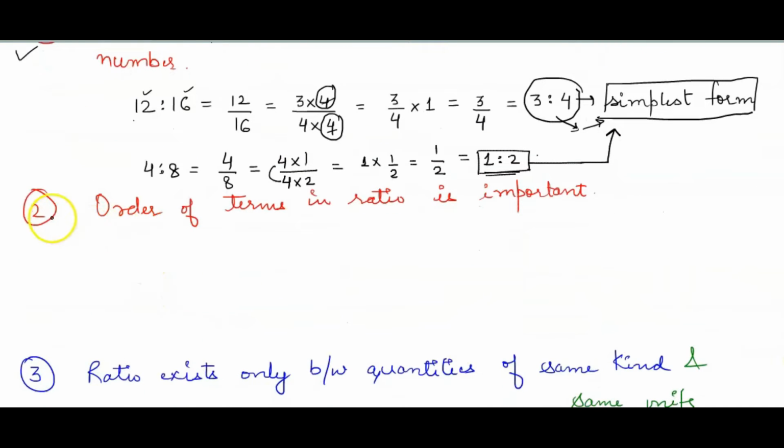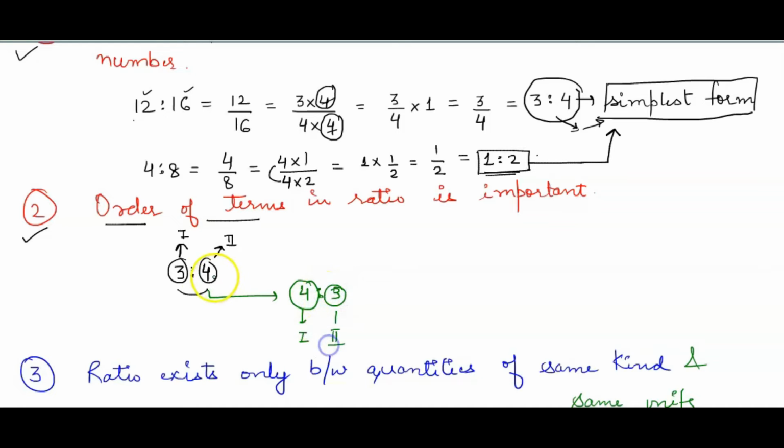Now the second property is that the order of the terms in a ratio is important. What do we mean by the order of terms? Suppose you have 3:4. This is the order we have given: 3 is the first term and 4 is the second term. You cannot write this as 4:3, because there 4 is the first term and 3 is the second term. So clearly 3:4 is not equal to 4:3. This is completely wrong. Order is very important to maintain.